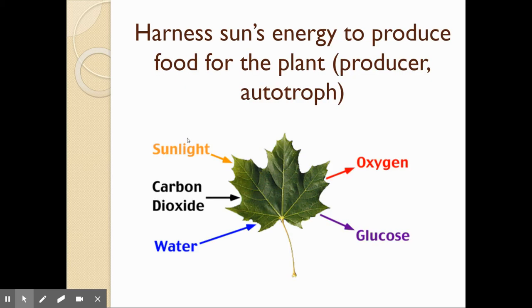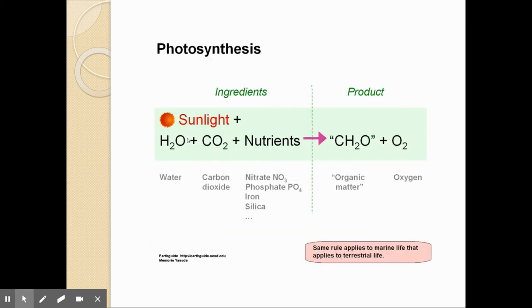So in order to harness the sun's energy to produce food, the plant has to be using sunlight, carbon dioxide, water, and then has to give off oxygen and glucose, as I've already said. Now, we call plants producers because they produce their own food. They also are known as autotrophs, which is a word you're going to see in Bio 20, which essentially just means, again, that they make their own food.